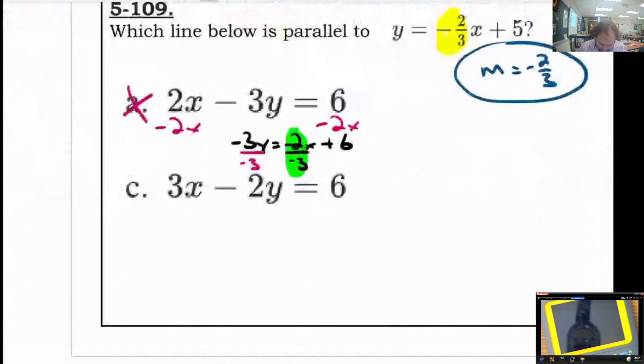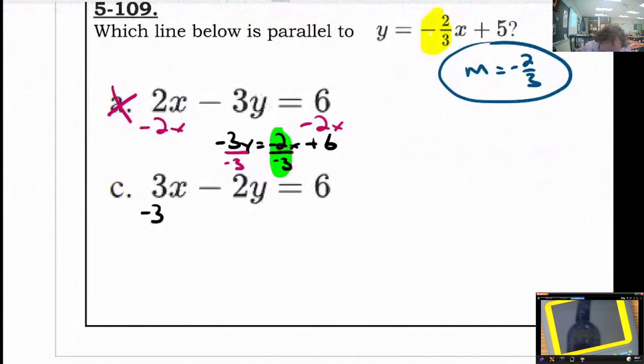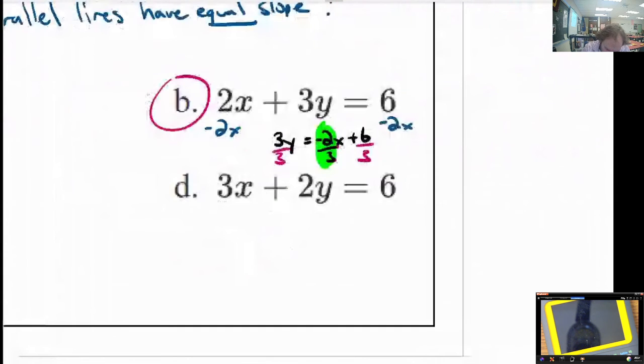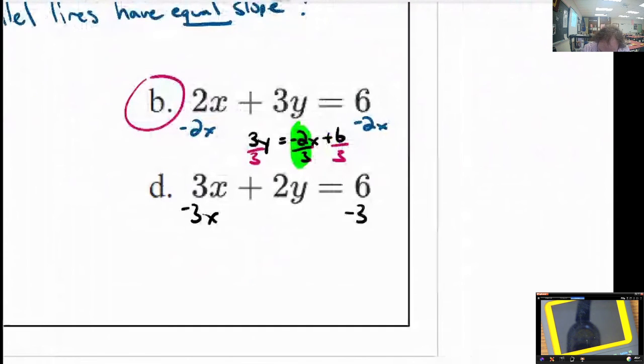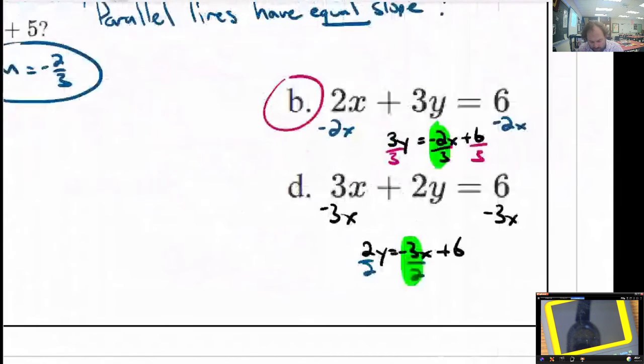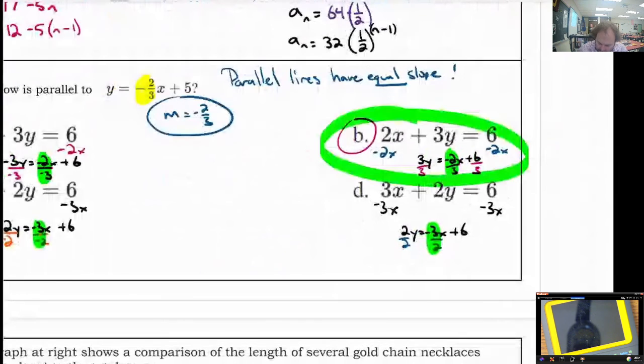Let's check the other two. Here, if I subtract 3x from both sides, I'll get negative 2y equals negative 3x plus 6. And that ain't it, Chief, because if I divide by negative 2, I've got negative 3 over negative 2, and that's not the same slope. And over here, if I subtract 3x from both sides, I'll have 2y equals negative 3x plus 6. And when I divide by the 2, I'll have negative 3 over 2. And that's close, but we need negative 2 over 3. So it's B. B is the correct answer.